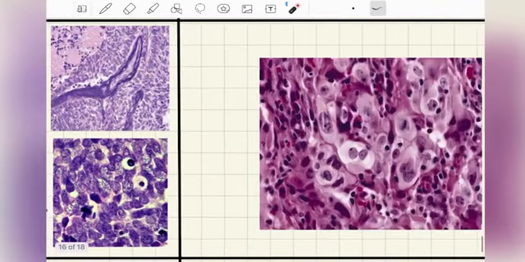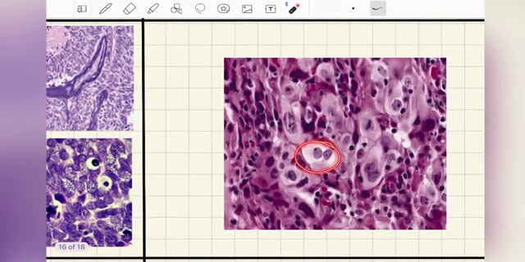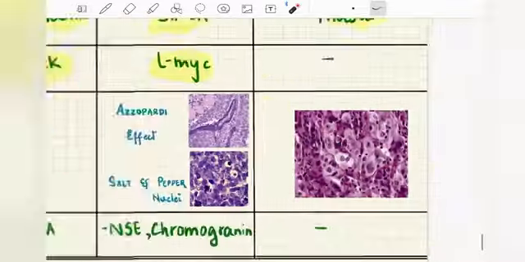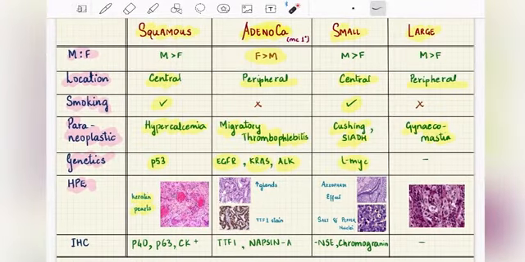So moving ahead to large cell carcinoma. So there are no typical findings seen in this, except that there are large cells seen in the histopathology. Now we look at the next differentiating feature, that is the immunohistochemistry. So P40 is associated with squamous cell, TTF1 and napsin A is associated with adenocarcinoma, NSE and chromogranin is associated with small cell carcinoma. Now apart from these, there are other important histopathological slides which are to be remembered. So we will move ahead to that.